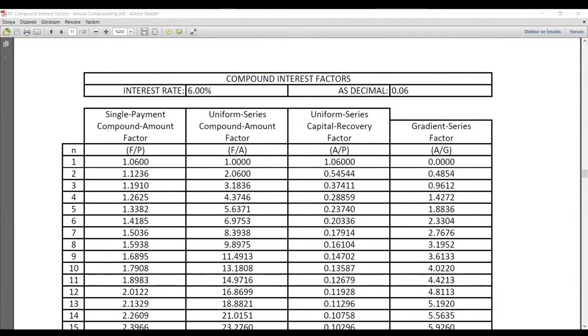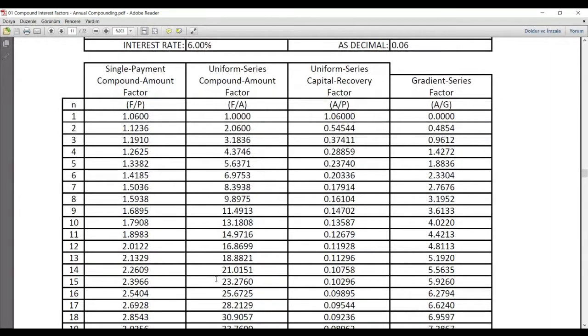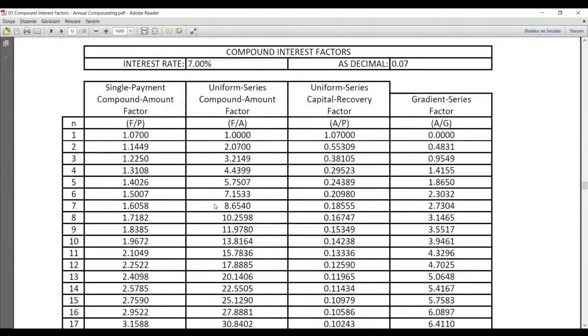So for 6% interest rate, the uniform series compound amount factor for 15 years is just 23.2760, and for 7% interest rate, it is just 25.1290. So we have these two values available, and we are just going to record those, and we are going to apply a linear interpolation between these two values.